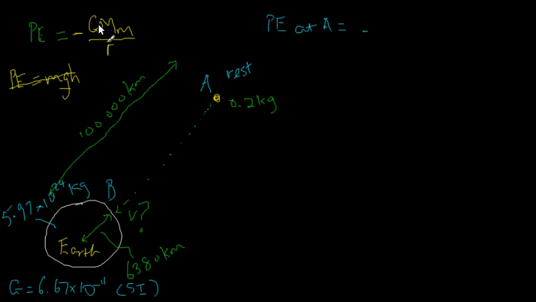Okay, so to calculate the potential at A, I'll use this formula. I start by substituting the value of big G. It's 6.67 times 10 to the minus 11. So that's the big G. Next one, the big M: 5.97 times 10 to the 24.